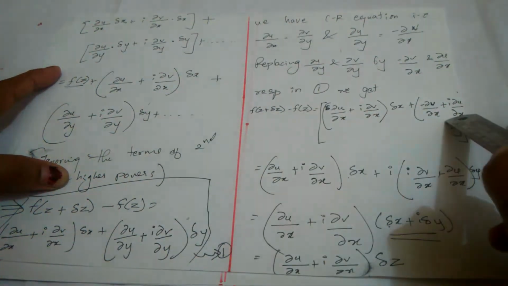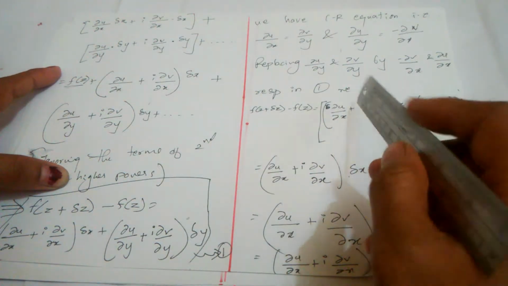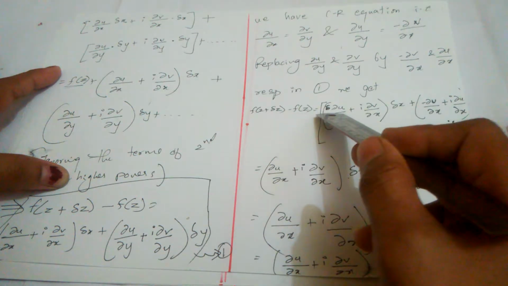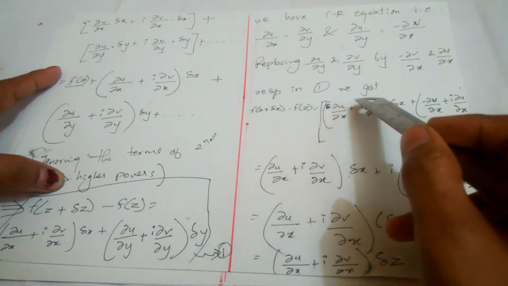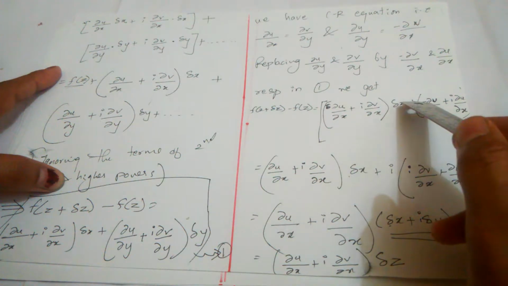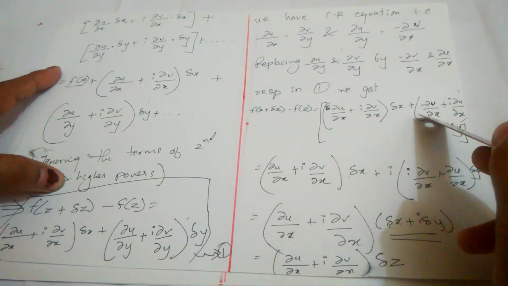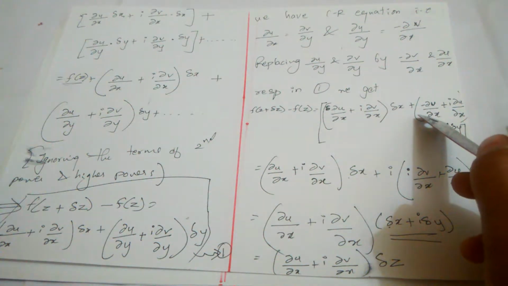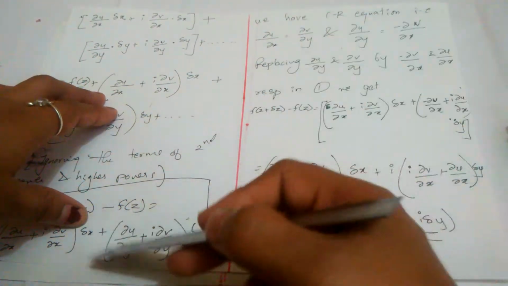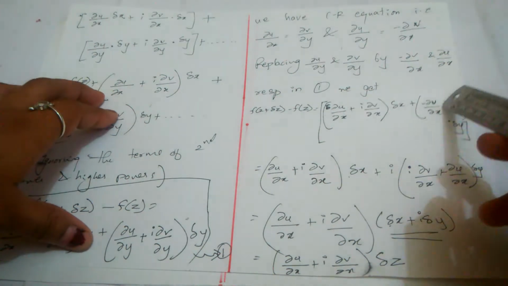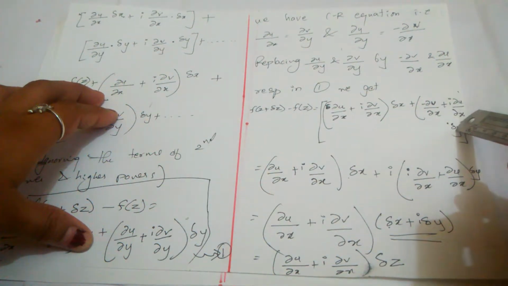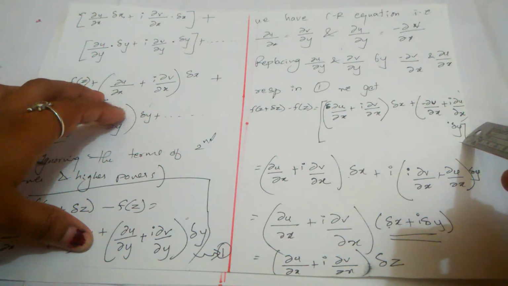So we will get something like this. This is the LHS. Now the RHS becomes (∂u/∂x plus i ∂v/∂x) into delta x plus, with minus ∂v/∂x, so we have replaced the v terms in this equation, plus i ∂u/∂x into delta y.